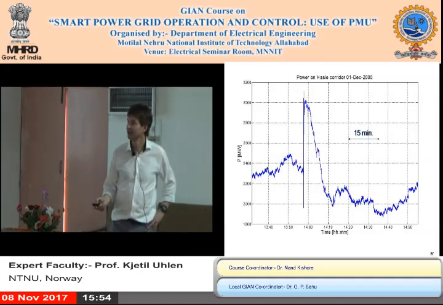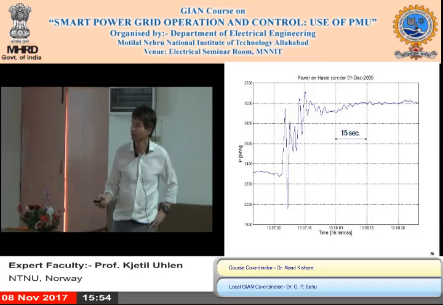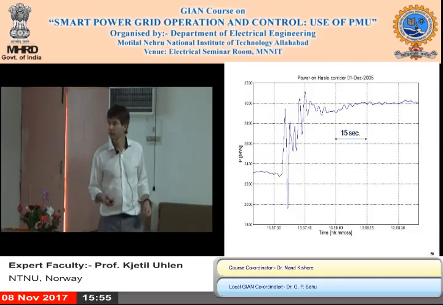You also see the power oscillations here, the electromechanical oscillations. You see 1, 2, 3, 4. Basically, I think it's the 0.5 hertz mode that is excited. It's not totally easy to see.